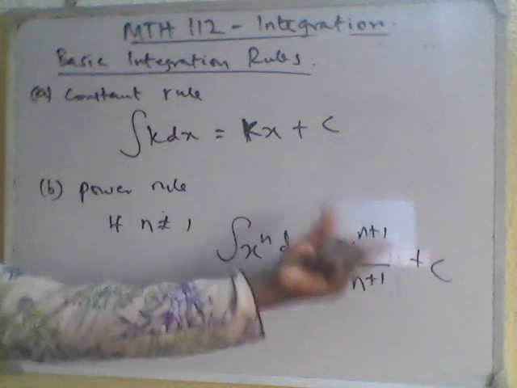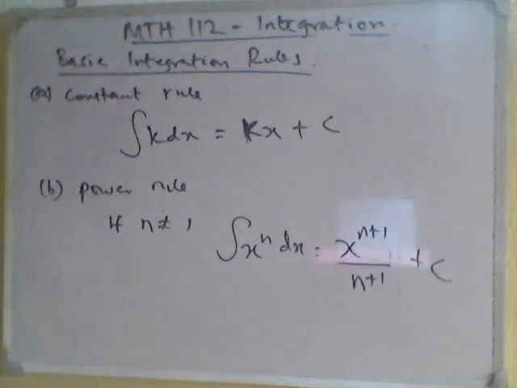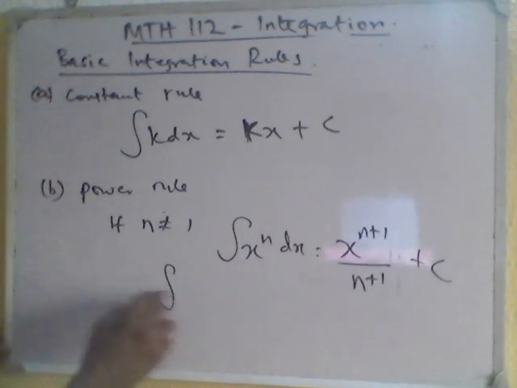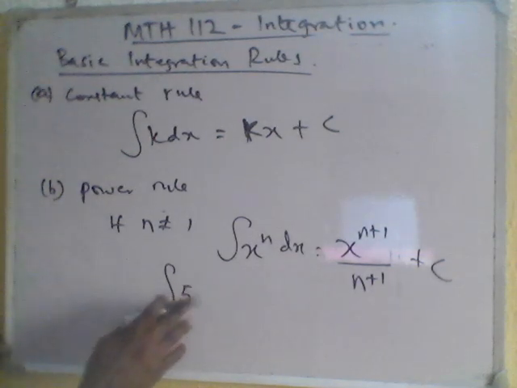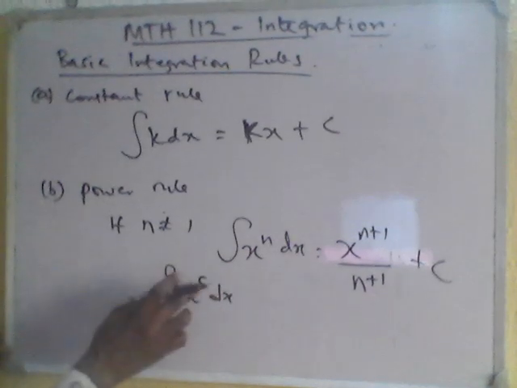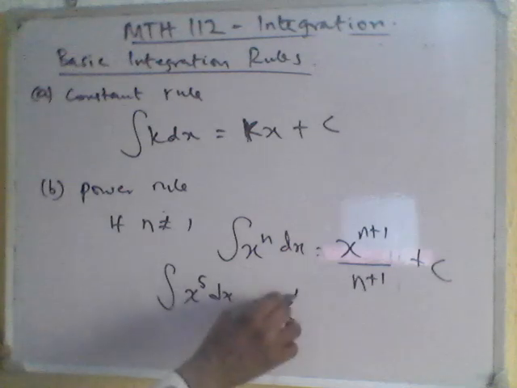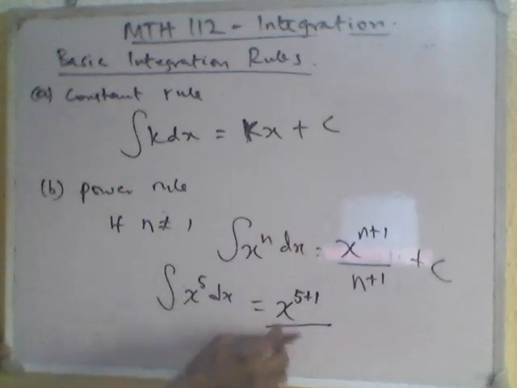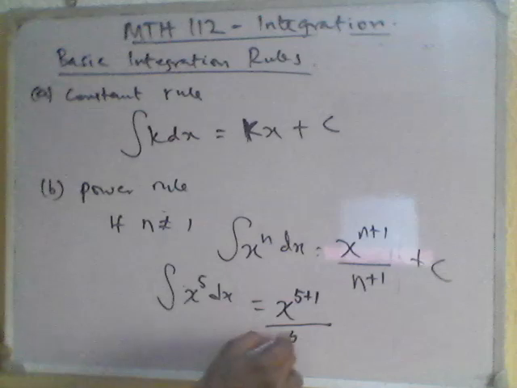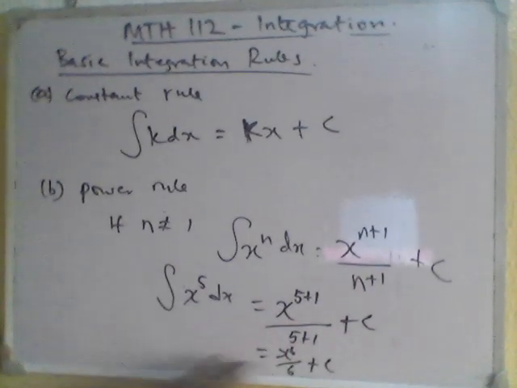At the same time, I will take the sum of that power and 1 and make it the denominator, then plus c. So this one is clear and straightforward. For instance, if I'm asked to integrate x raised to the power 5 dx, so this is the power. From this standard integral, I will say x raised to the power 5 plus 1. At the same time, the denominator will now become 5 plus 1, plus c. So it is now x to the power 6 over 6 plus c. So that will be the integral.